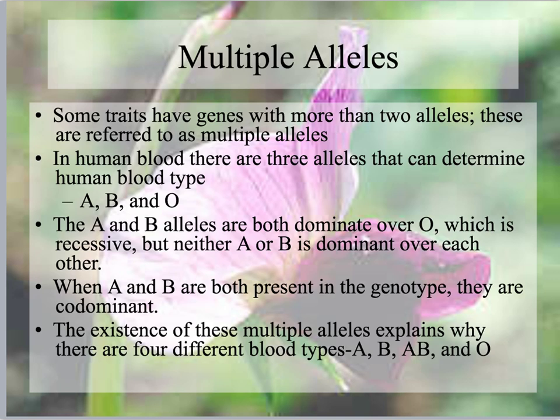And so how this works is if you have the type A allele, you are dominant over O. B is dominant over O, but A and B exhibit codominance. Okay? So take a look at how this works out.